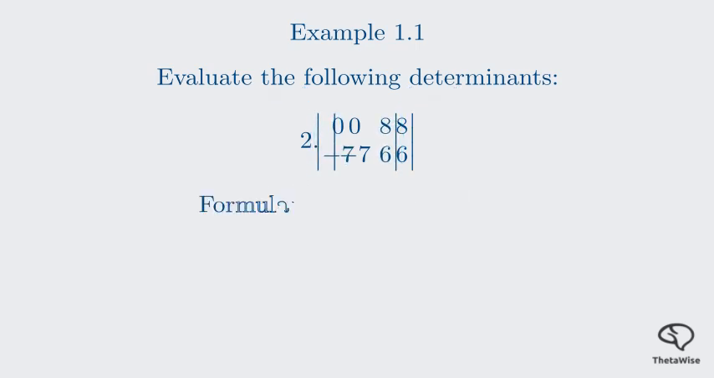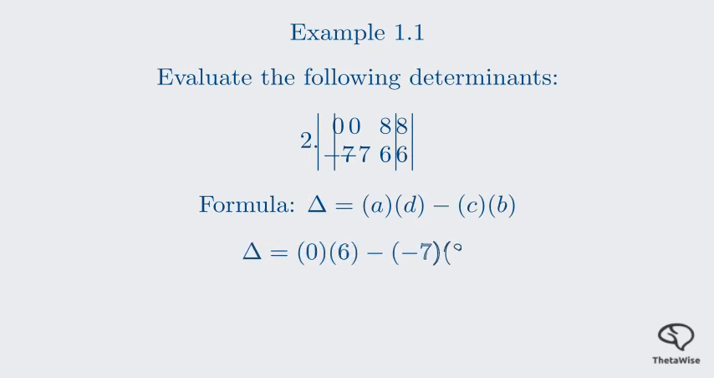Now, we apply our formula, delta equals AD minus CB. The principal diagonal product is 0 times 6, and the secondary diagonal product is -7 times 8. Substituting these values, we get delta equals 0 times 6, minus the quantity -7 times 8. Let's do the multiplication. 0 times 6 is simply 0. Negative 7 times 8 is negative 56.